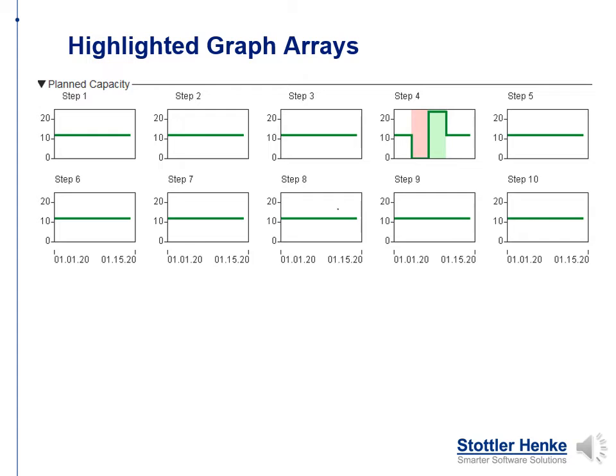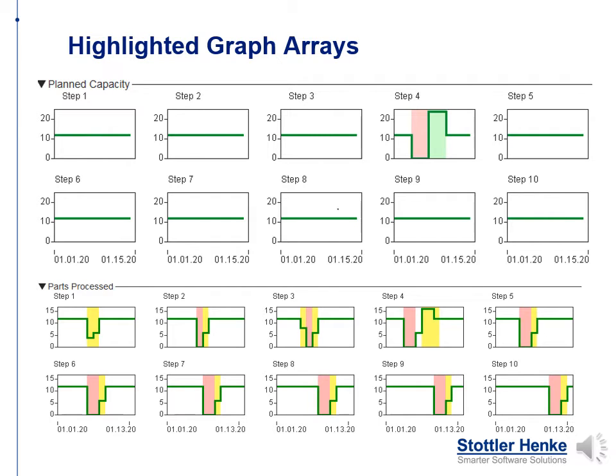This data is voluminous, so detecting and interpreting significant patterns can be time-consuming. The whip flow tool displays graph arrays to enable efficient data review and interpretation. The top graph array shows how the expected or planned capacity varies over time for each process step. Red regions indicate periods of low capacity at a step, and green regions indicate days when capacity is higher than normal. The lower graph array shows the estimated number of parts processed over time by each step.